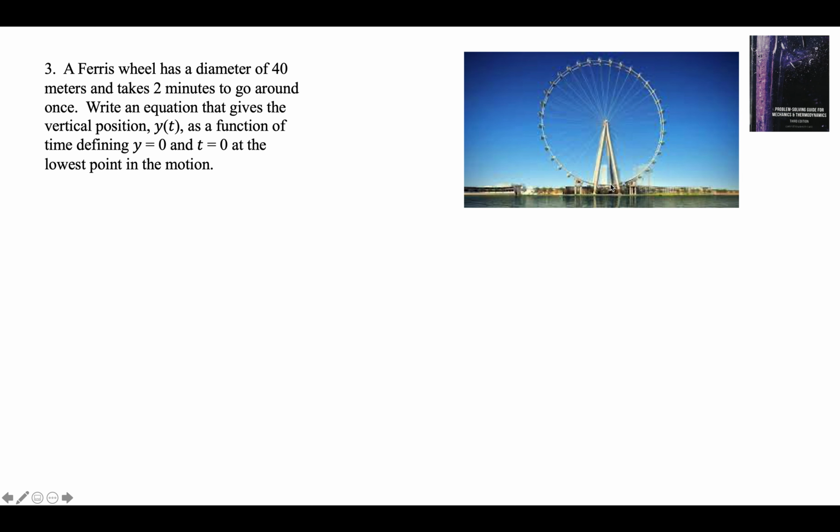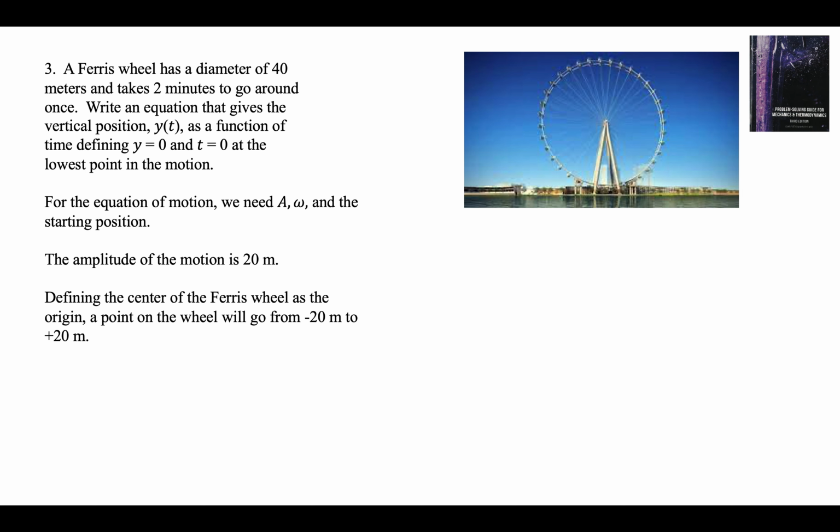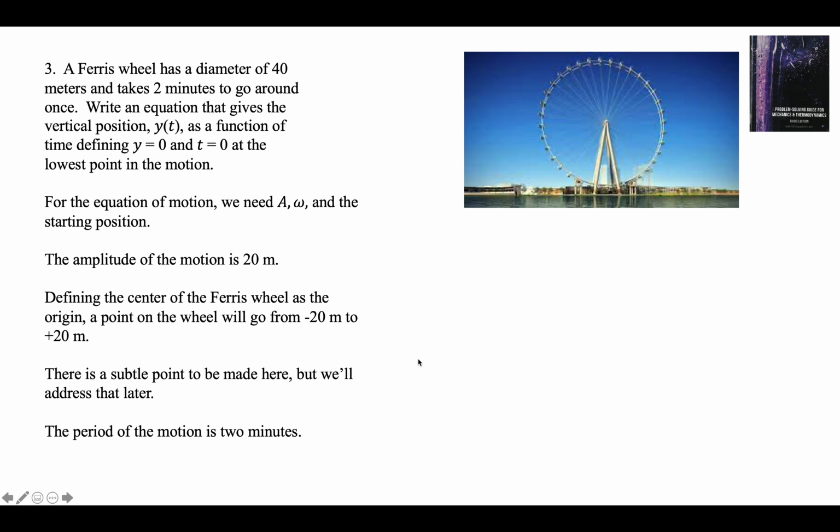So we want to describe the motion of a certain point on the wheel, y equals 0, t equals 0 at the bottom. We need the amplitude, we need the angular frequency, and we need some information about the starting position so we can get it all right. The amplitude of the motion is 20 meters. If we define the center of the Ferris wheel as 0, it goes from minus 20 to plus 20, and it's simple harmonic motion. There's a subtle point to be made here, but we're going to figure that out later.